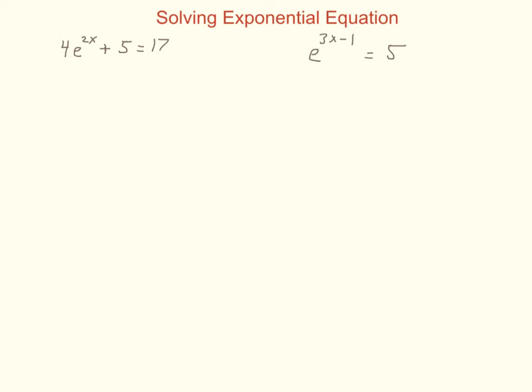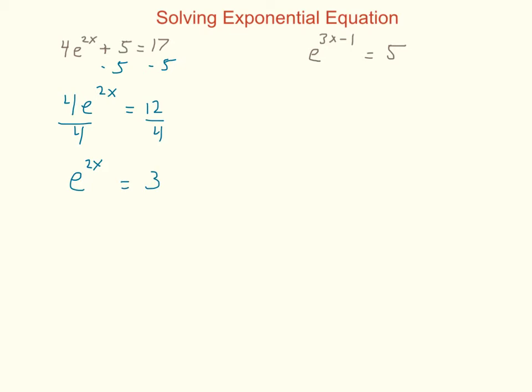Let's take a look at solving the exponential function. The very first one I'm going to do is 4e to the 2x plus 5 equals 17. When you solve an exponential equation, the first thing you want to do is get the exponential, in this case e to the 2x, by itself. So I subtract 5 and then divide by 4. Subtracting 5 from both sides, I get 4e to the 2x equals 12. Divide by 4, and I get e to the 2x equals 3.